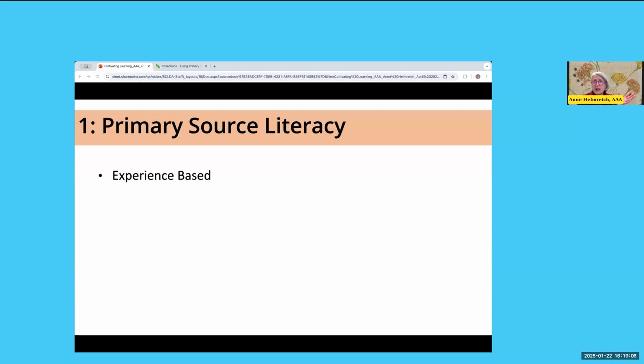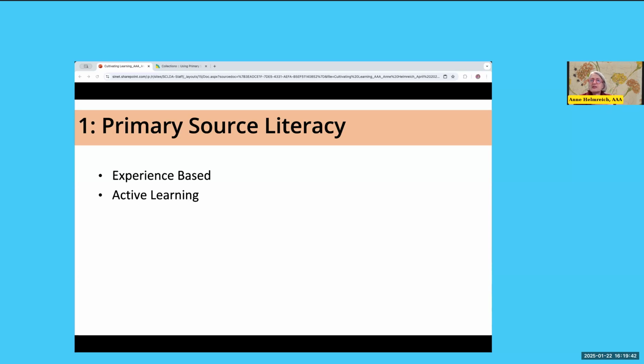So it's experience-based. In my teaching practice and my teaching training, one of the things we really emphasize is that many students have different learning styles. Students who benefit from experience-based learning sometimes struggle with abstract thinking, but if they have a hands-on approach, they do much better. Primary source literacy could be a really strong way to capture those students. It's also active learning.